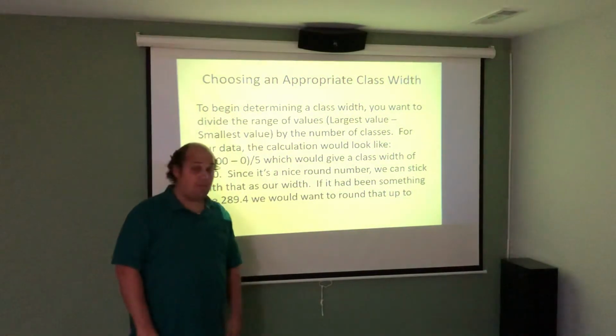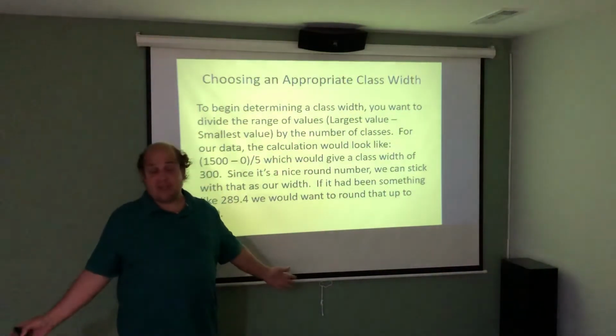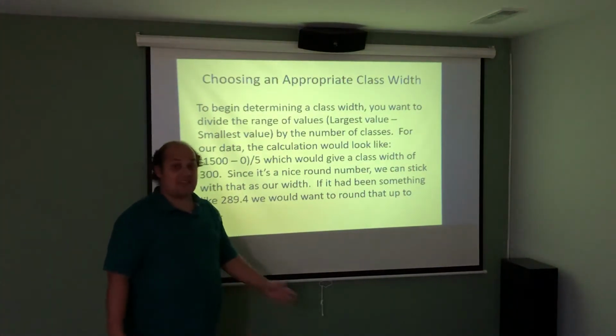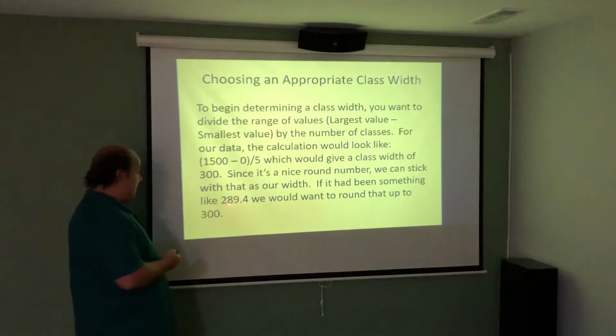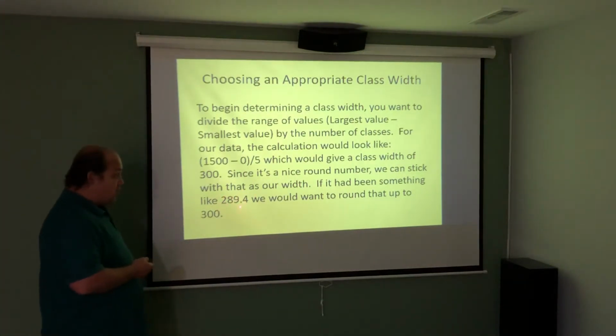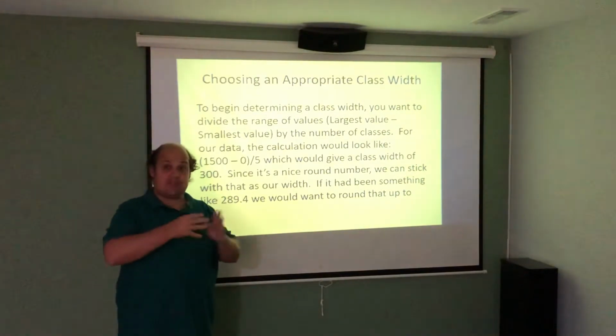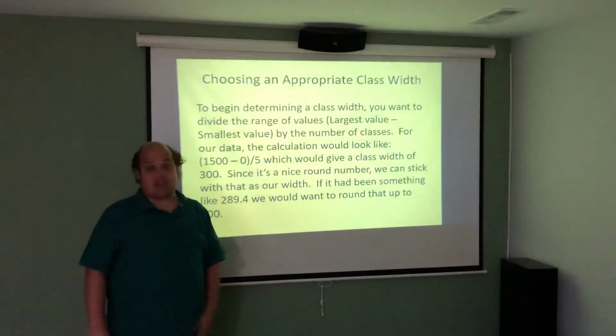300 is a nice round number. I'm fine with 300 and I'm going to use it. But this formula could give me a number that's not as nice. If, for instance, I came up with 289.4, I would probably round that to 300 so that my classes just had numbers that were easier to digest, easier to look at.